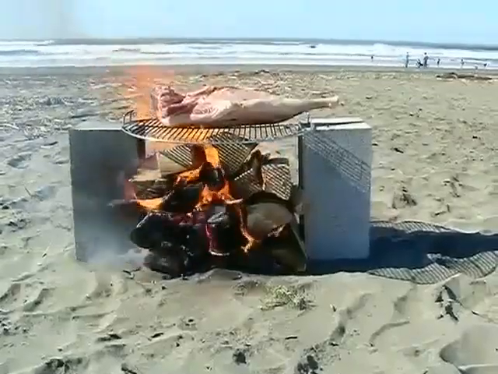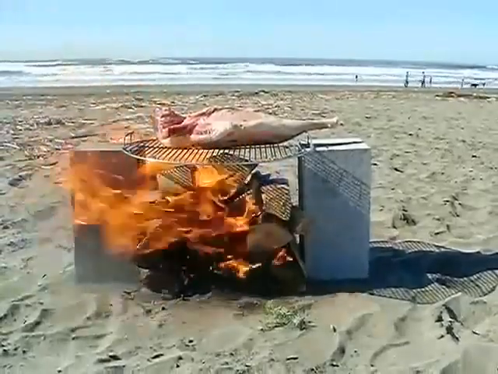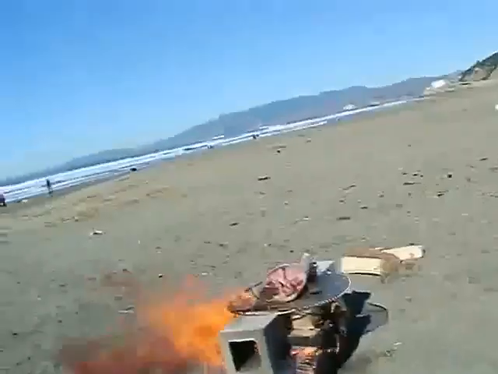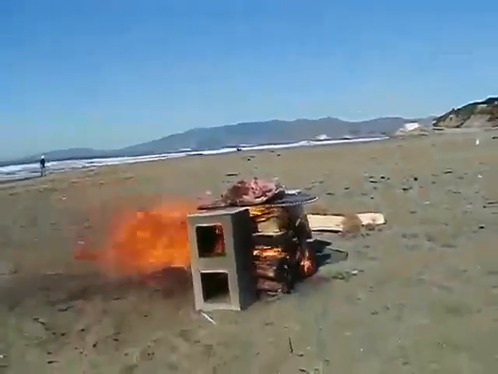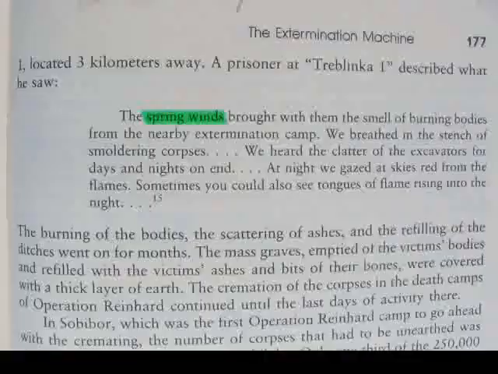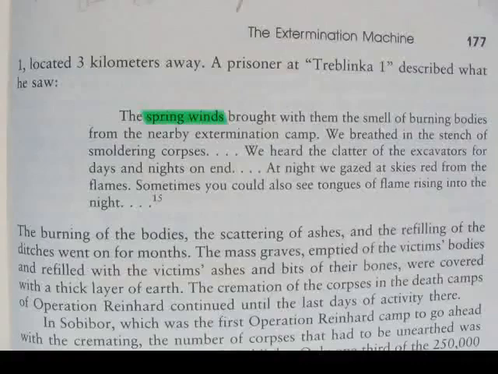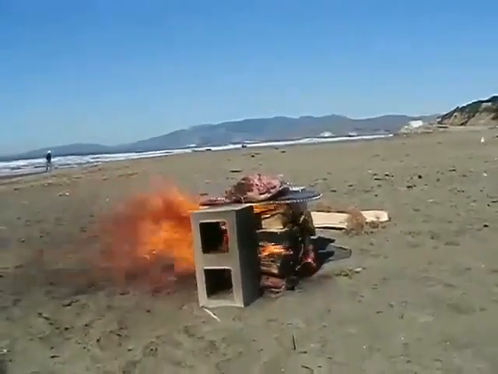But with the slightest amount of wind, all your heat leaves out the side of the fire. I'd say that less than 10% of the heat is making it to the lamb. The spring winds brought with them the smell of burning bodies from the nearby extermination camp, located 1.86 miles away. So they had wind just like we have a little wind.